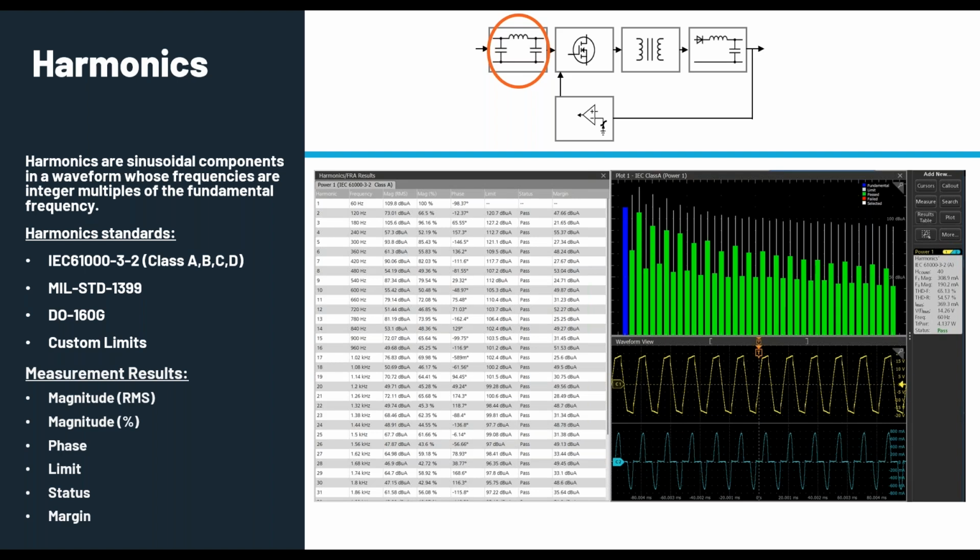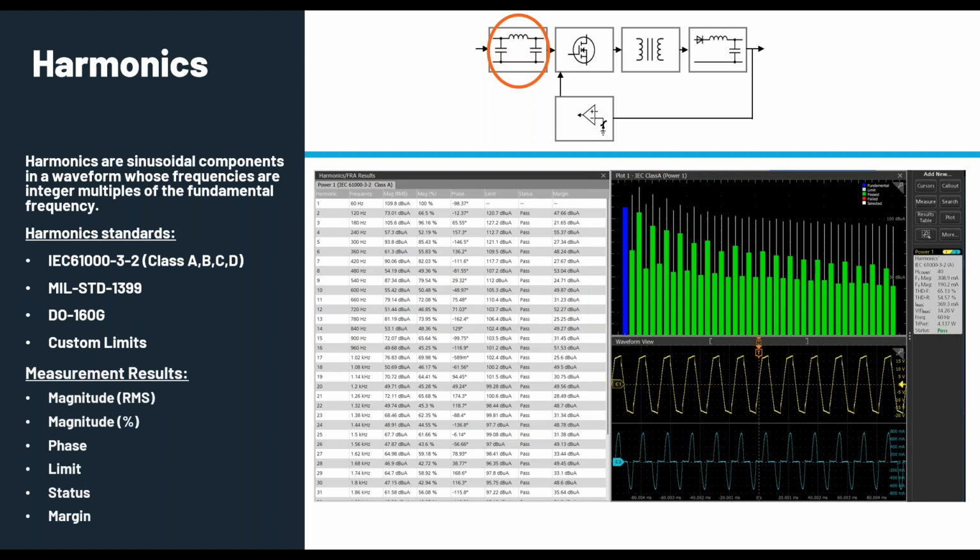So basically, why does it matter? If you don't care about harmonics, what actually happens? There are many things which can happen. It can reduce the system efficiency, it can cause overheating of the device, and many times it can cause failures in the field. So we need to make sure we don't have harmonic components above the range.